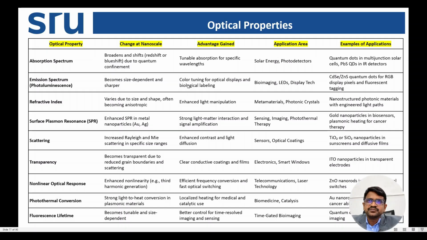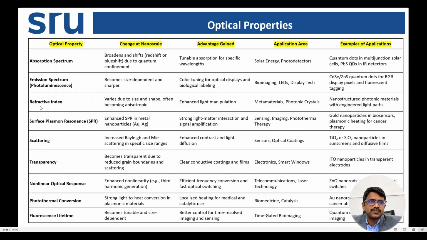Photoluminescence. So what are the advantages we are getting here? Color tuning for optical displays and biological labeling. What are the application areas? Bioimaging, LEDs, and display technologies. At present, our monitors, mobile phones, televisions, any big screens. And also cadmium selenide and zinc sulfide quantum dots for RGB display pixels and fluorescent tagging. So these are all applications.